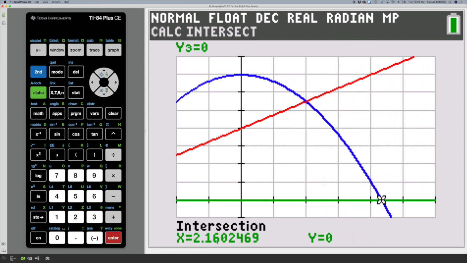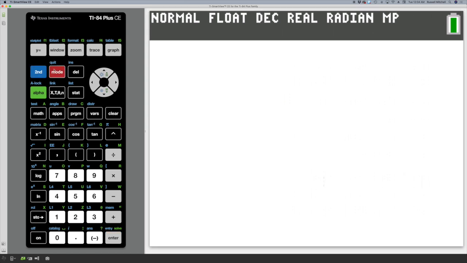2.1602, the 2 is going to keep that 0 staying as 0. So 2.160. Now, since this is the end, and I'm thinking like A to B and B to C, I'm going to call this C right here. So I'm going to take this X value and store it as C.